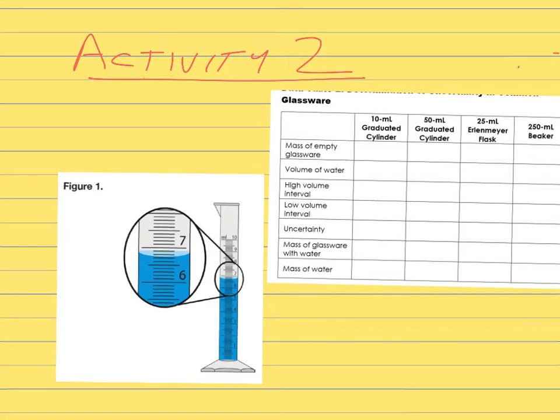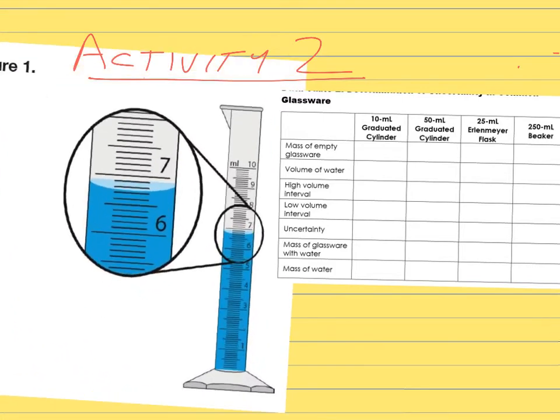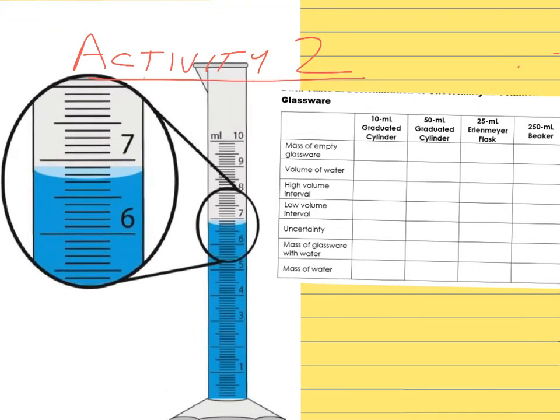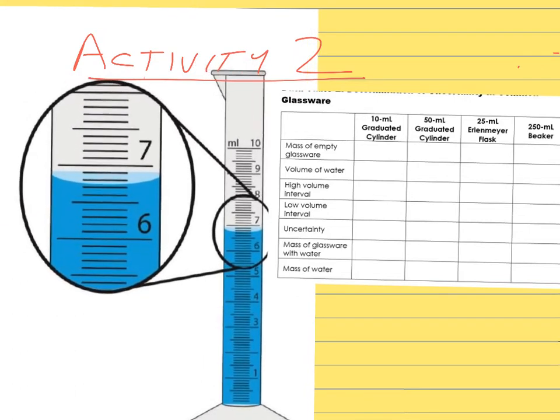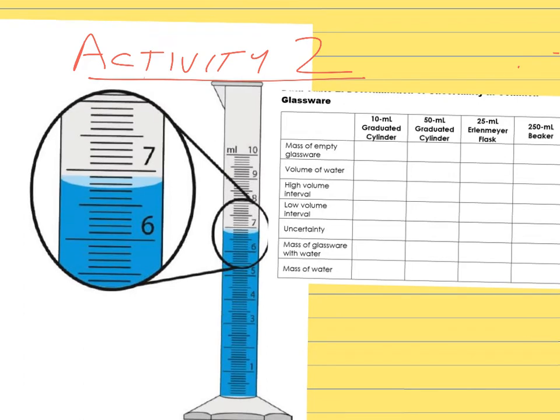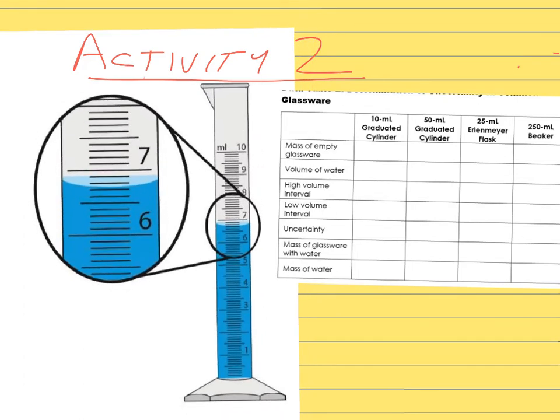If you have your instructions printed out in front of you, we're on activity 2, labeled B, determination of uncertainty in common glassware. They tell you to get out a 10 milliliter graduated cylinder and add 7 milliliters of water to it. So let's talk about how to read a graduated cylinder, if this was your 10 milliliter one, and that's what your picture is showing you.